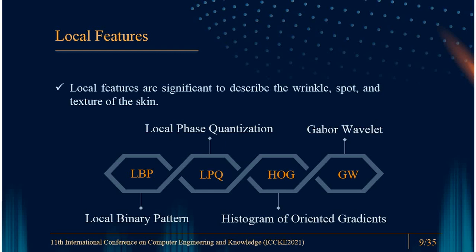Feature extraction. We use local features to extract features of the face. Local features are significant to describe the wrinkles, spots, and texture of the skin. We use four different features: LBP or local binary pattern, LPQ or local phase quantization, HOG or histogram of oriented gradients, and finally Gabor wavelets.